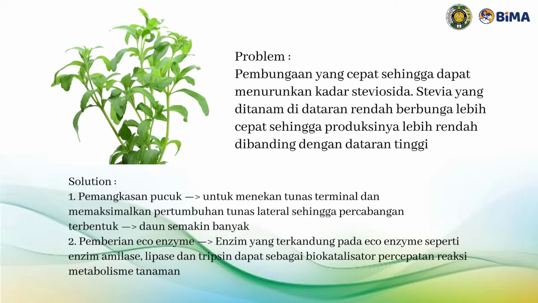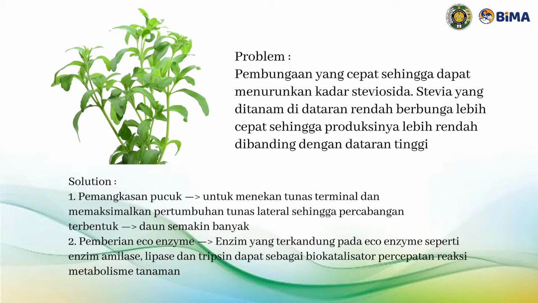Problem: fast flowering can reduce stevioside levels. Stevia planted in lowlands flowers faster, so production is lower compared to highlands. Solution: 1. Pruning shoots, to suppress terminal shoots and maximize the growth of lateral shoots so that branches are formed, giving more leaves. 2. Providing Eco Enzyme.